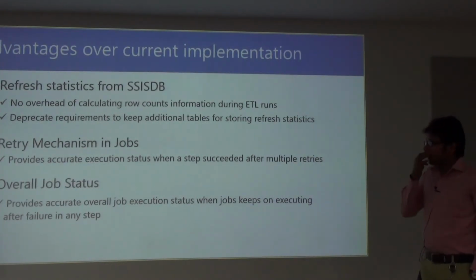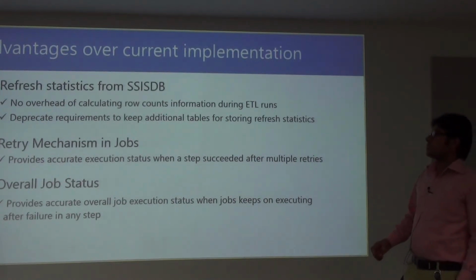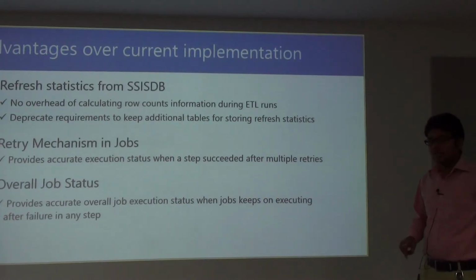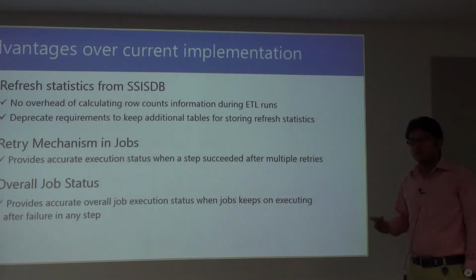Okay, so what are the advantages over there? The refresh statistics are coming from SSIS DB. After we configured it to verbose mode, all other data flow tasks are logging into the SSIS DB, so we can get that information directly. There is no overhead of counting the rows during ETL runs. Once it is created, you need not add it, even if you forget to add those things. Now we can remove the requirement of keeping additional tables in our database to store the refresh statistics, because this information is already present in SSIS DB.